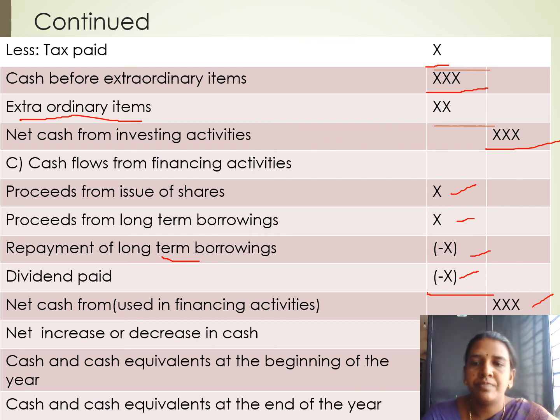Then next, by combining all these three, that is cash from investing activity, cash from financing activity and cash from operating activity, we will come to know whether there is a net increase or decrease in cash. In that, then next we have to take cash and cash equivalent at the beginning of the year.